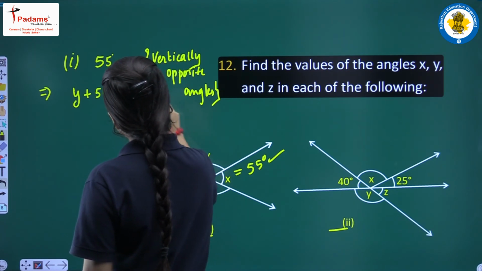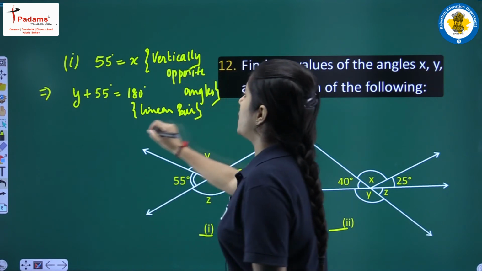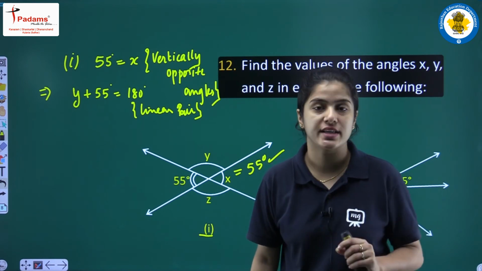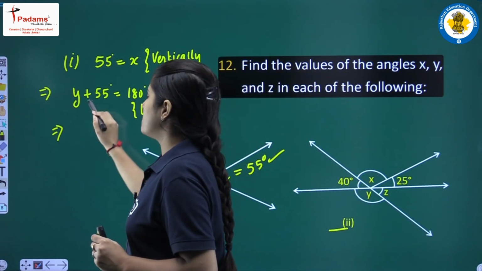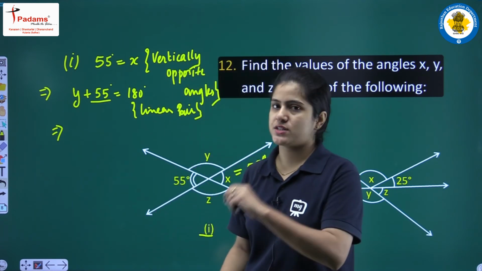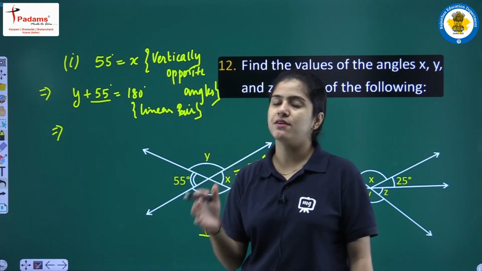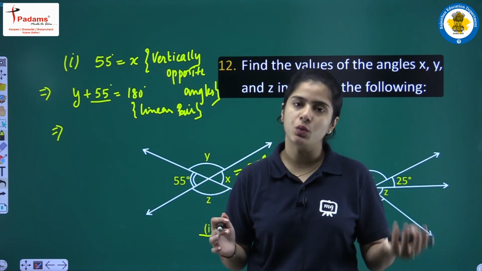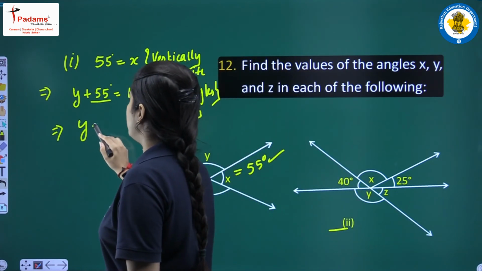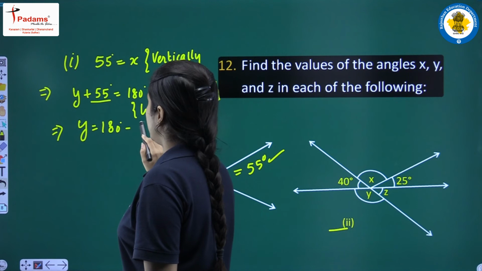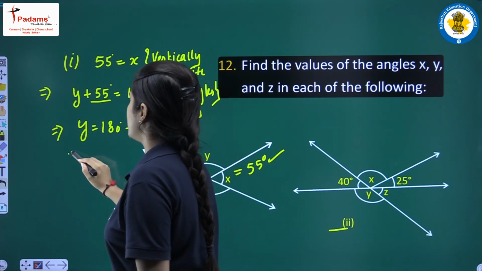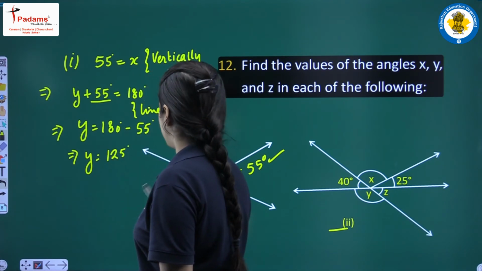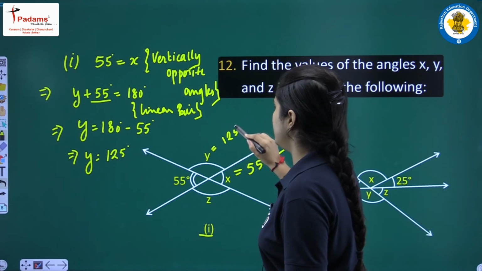Linear pair. Students, you must write why we are writing this thing. The reasons are a must if you want the scores in your exams. Students, we will be transposing this 55 from the left hand side to the right hand side, and if it is 55 on the left hand side, then it will become minus 55 after coming to the right hand side. So, this y will be equal to 180 degrees minus 55 degrees. So, this y will become 125 degrees.